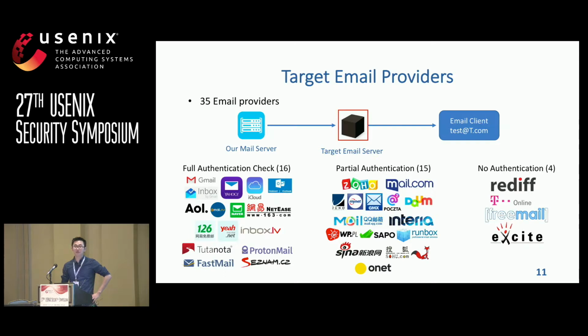We selected 35 popular email providers and divided them into 3 groups. The first group performed full authentication. They check SPF, DKIM, and DMARC. The second group performed partial authentication. They check SPF or DKIM, but not DMARC. The third group performed no authentication. They didn't check SPF, DKIM, or DMARC.